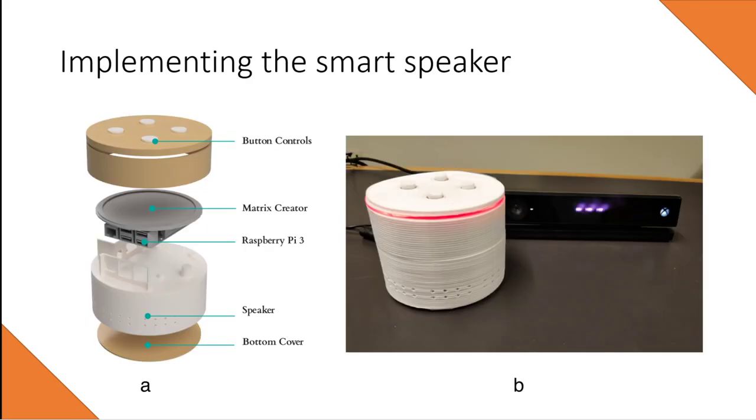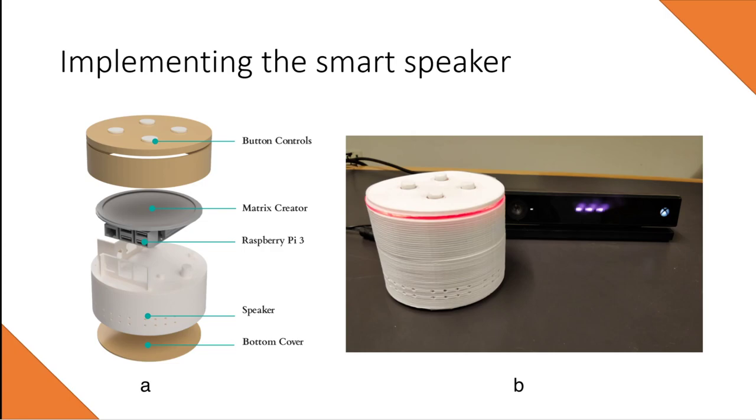To implement these controls, we first needed a smart speaker. We created a custom smart speaker prototype that emulated the behavior of an Amazon Echo Dot, using a Raspberry Pi, Amazon Voice Services, and a custom 3D printed case. So that is the smart speaker we created to have our controls.